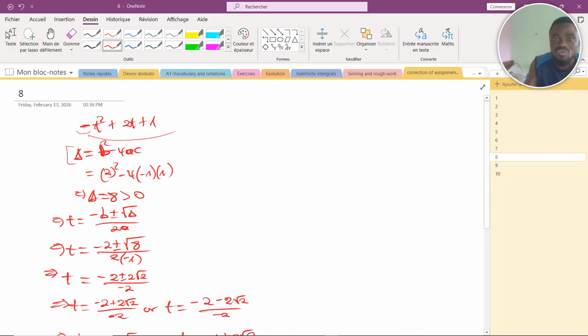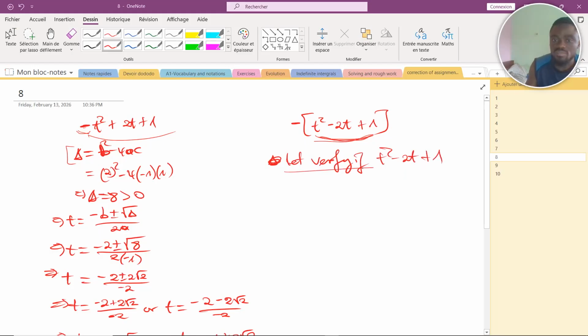Let me show you. This is how you are supposed to do. The first thing you have to do when you have a minus at the level of the term in t squared, you first factorize the minus. You are going to have t squared minus 2t plus 1. Now, what you are going to do is that you are going to factorize this. You calculate the delta of this. So delta, let's verify if t squared minus 2t plus 1 is factorizable.